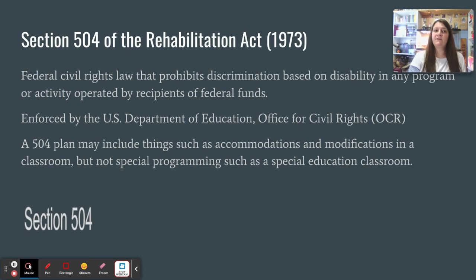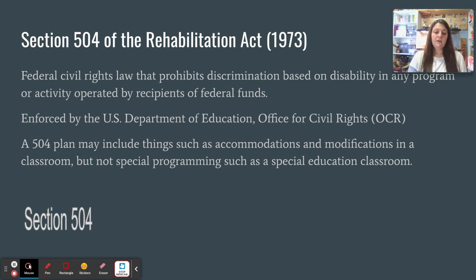So first up, we have Section 504 of the Rehabilitation Act from 1973. We can see it's a federal civil rights law that prohibits discrimination based on disability in any program or activity operated by recipients of federal funds. So we'll go over what a recipient looks like, as well as what different federal funds and financial aid look like. It's important to note that under Section 504, a 504 plan includes accommodations and modifications within a general education setting, but it does not require a special education setting such as a 1211 or a 611 or other types of programs like that.